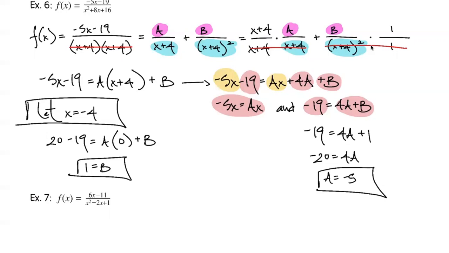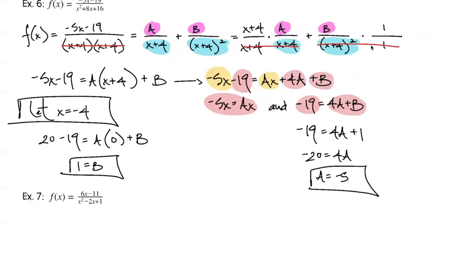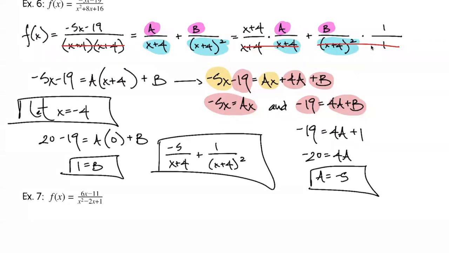All right, so as our solution, we would write -5 over x plus 4 plus 1 over x plus 4 squared. And that, my friends, would be our solution.